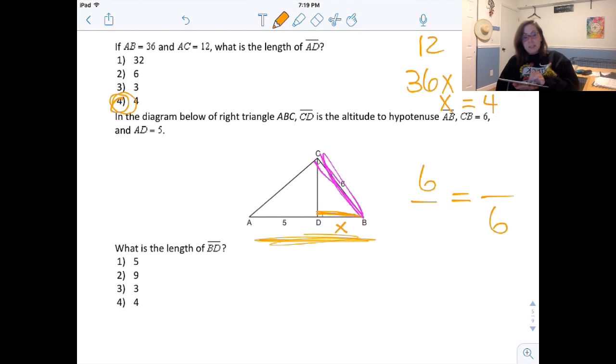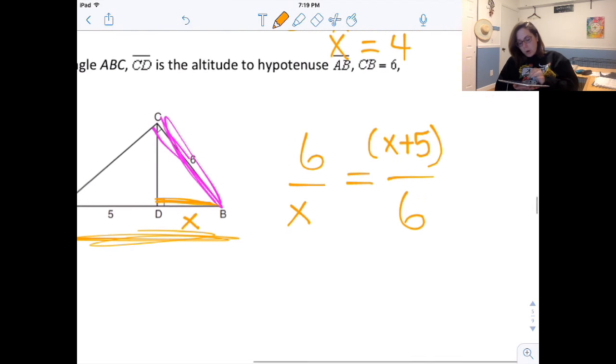Okay? Now I'm going to set this up. The piece closest is X. And the whole thing is X plus 5. So I'm going to cross multiply. That gives me 36 equals X times X plus 5.